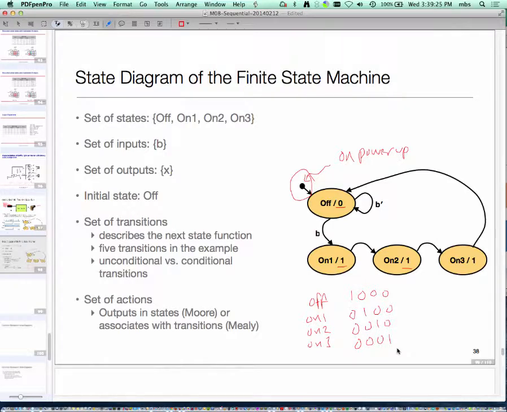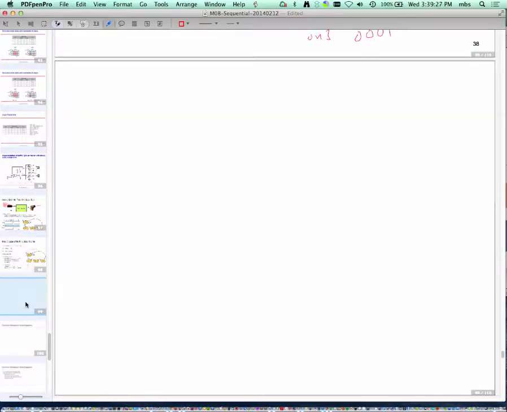Now, how many flip-flops do I need? 4, right? 1 for each state. So I'm going to have 4 flip-flops, and I'm not going to draw the clock, just to save the clutter. This one corresponds to off, this one to on 1, this one to on 2, and this one to on 3.